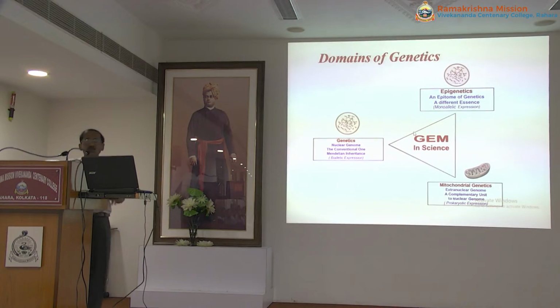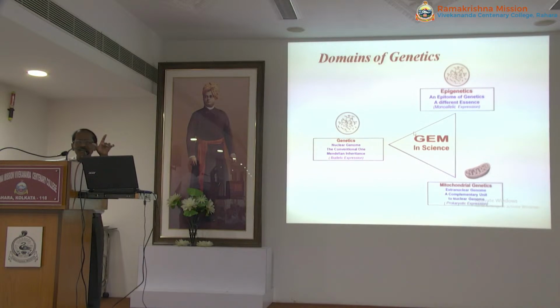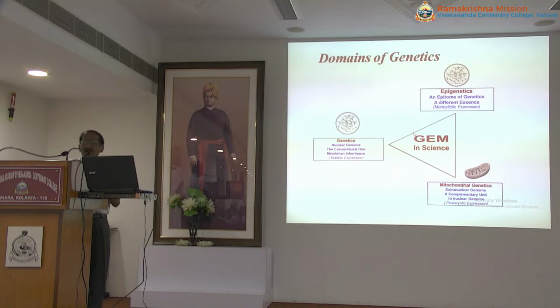Well, we generally talk genetics, human genetics, medical genetics. In fact, what I put here is the gem in science: genetics, epigenetics, and mitochondrial genetics. Whenever we use the term genetics, one thing clicks in our mind: simple Mendelian genetics. One pair of chromosomes, homologous chromosomes, and what is called biallelic expression. One pair of chromosomes, homologous, biallelic expression. This is the conventional way. Genetics means this one.